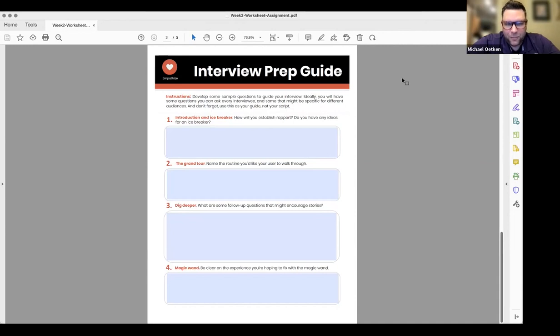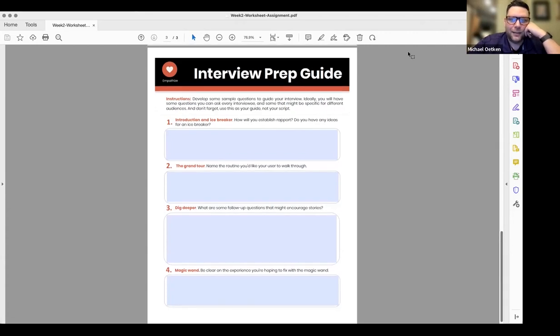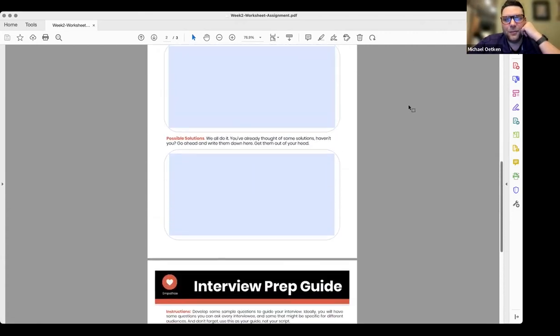And then the fourth one there is called Magic Wand. So be clear on the experience you're hoping to fix with the magic wand. Again, this is narrowing down that problem that we're focusing on here, or that challenge that you first picked out. So just write that down, and make sure that it's clear, so that people you're interviewing will know that that's the area you're focusing on.